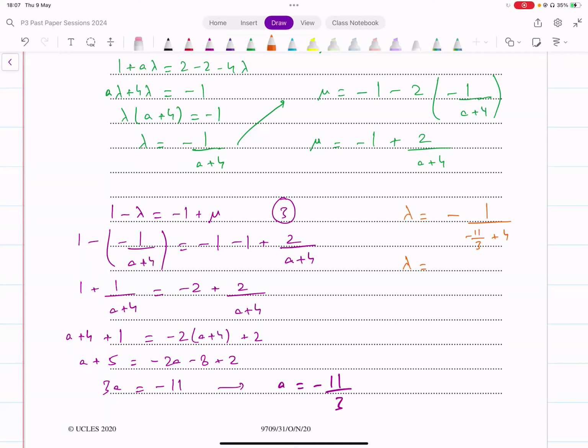-1 over -11 over 3 plus 4. And that's giving me -3. So the lambda value turns out to be -3.